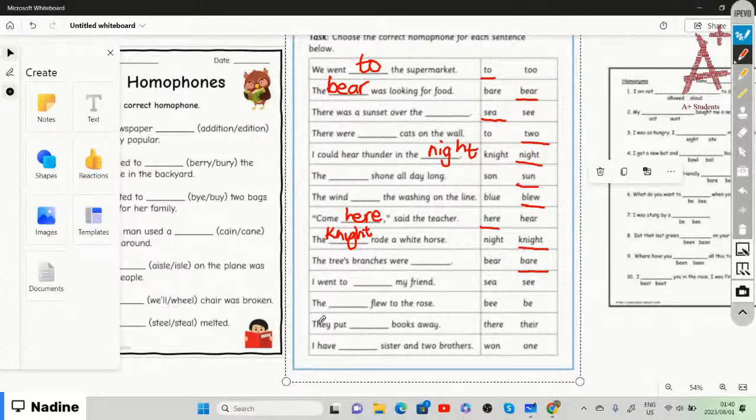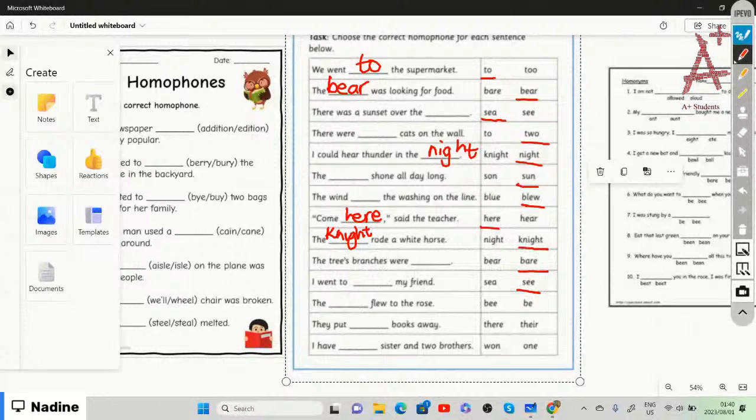I went to see my friend. It's like going to your friend. Is it sea, S-E-A, or see, S-E-E? I went to see my friend. So we're going with this option, which is see. It's what you see with your eyes. It's like saying you're going to visit your friend.